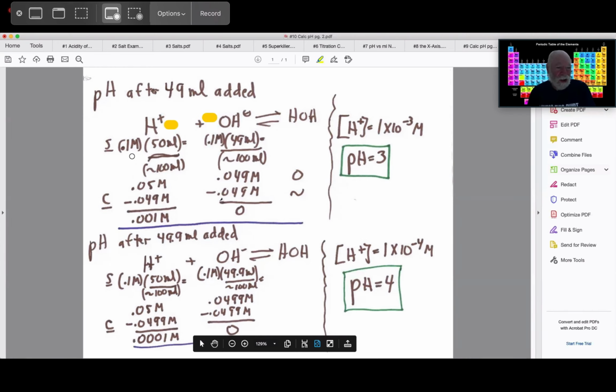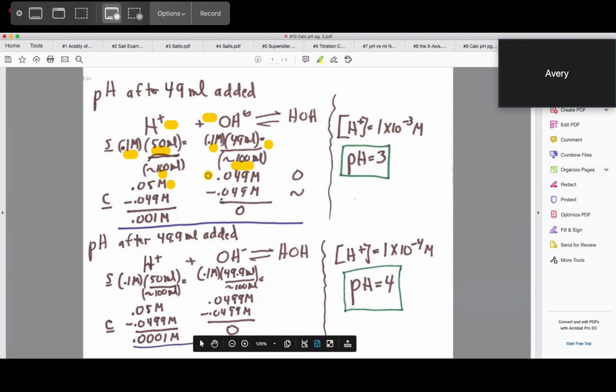So for 49 milliliters added, here's the mathematics. It's 10th molar in hydrochloric acid, and we have 50 milliliters in the flask. Berg wants us to calculate the pH when we have 10th molar base in the burette. We're going to add 49 milliliters. Now, we have to take dilution into account, so the total volume is actually 99, but we're just trying to get the shape of this thing. So let's make the total volume about 100 milliliters. Taking dilution into account, the diluted concentration of the hydrochloric acid is 0.05 molar, and the base is 0.049 molar.